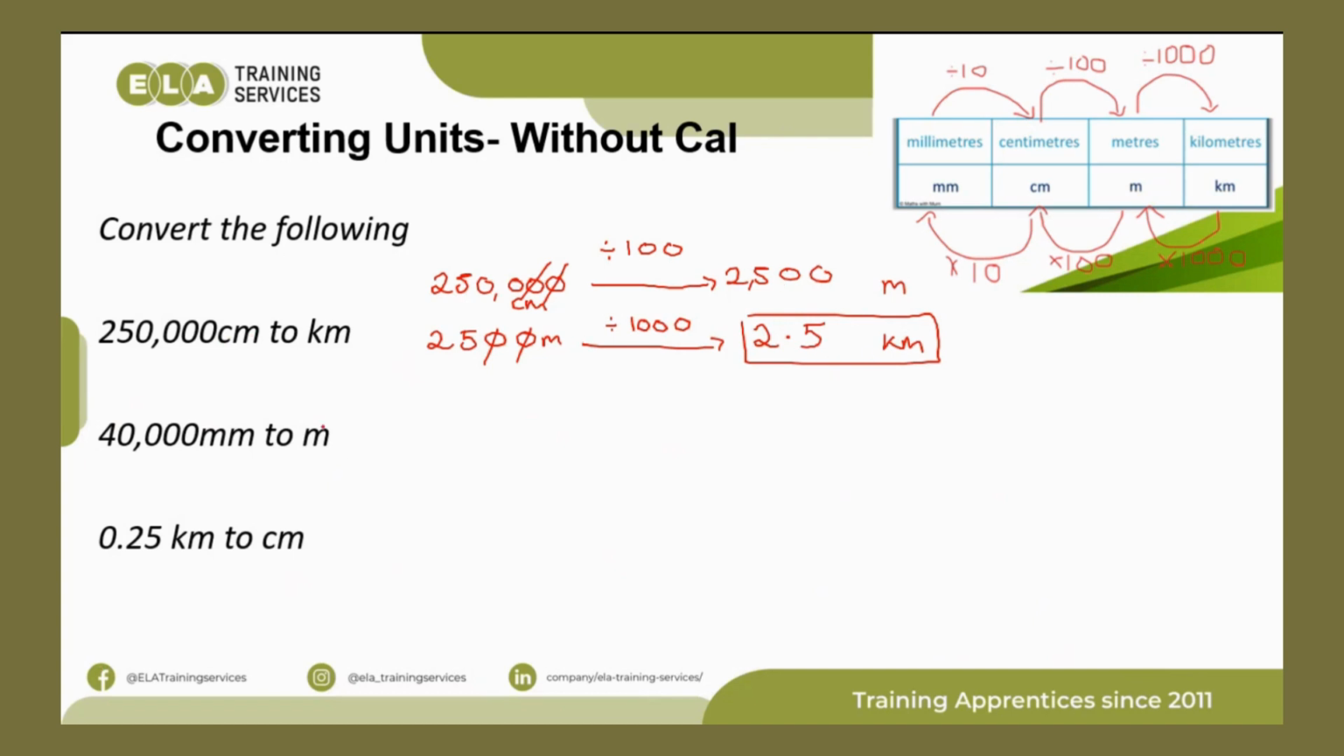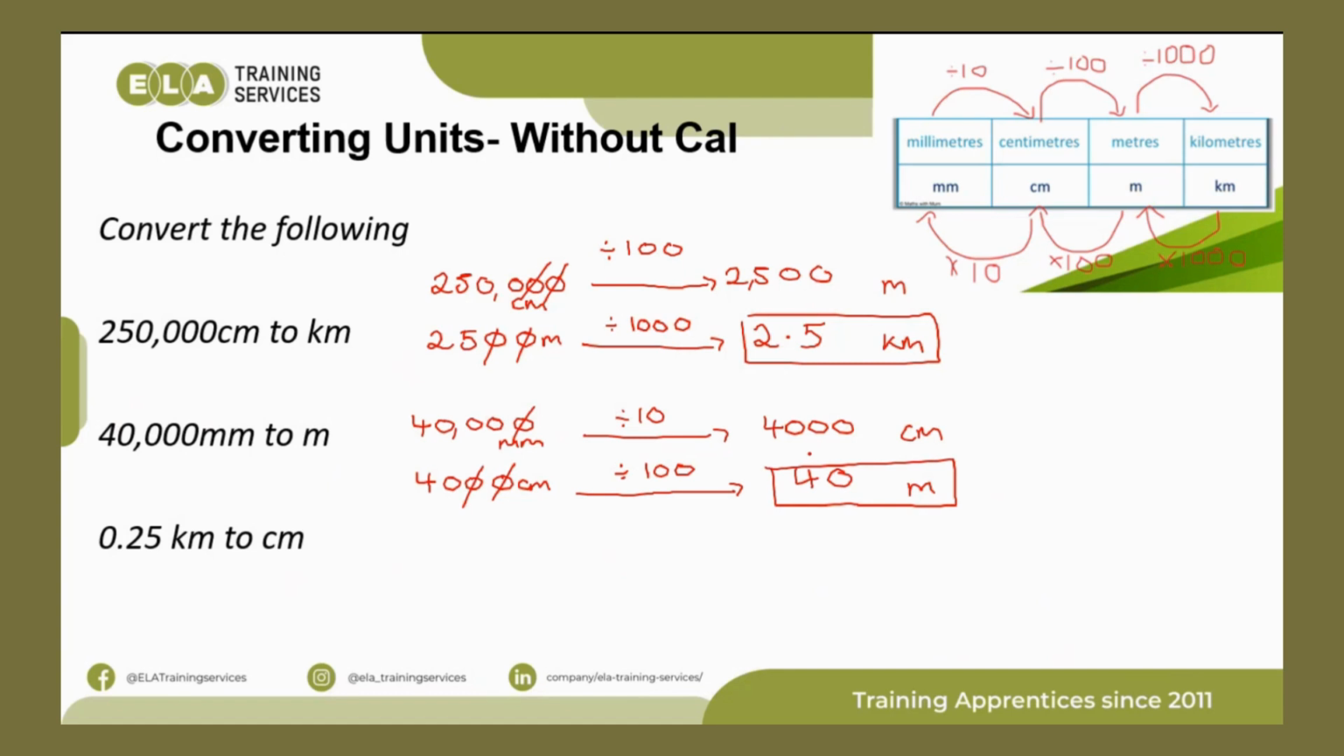Okay, let's do that again with 40,000 millimetres to metres. So we're going to start with 40,000 millimetres and we're going to convert it to centimetres first, which is millimetres to centimetres. We're going to divide by 10. So we're going to knock off a 0, which leaves us with 4,000 centimetres. Then we're going to take that 4,000 centimetres and we're going to divide it by what we need to get to metres, which is 100. Now, this is much more simplistic because we've got zeros to deal with. So we'd knock off 2 zeros and we're left with 40, and that's our answer. So all we're doing is using this diagram to help us convert.